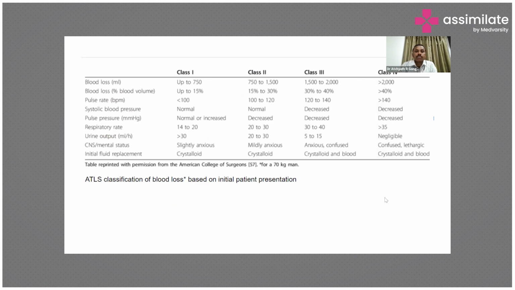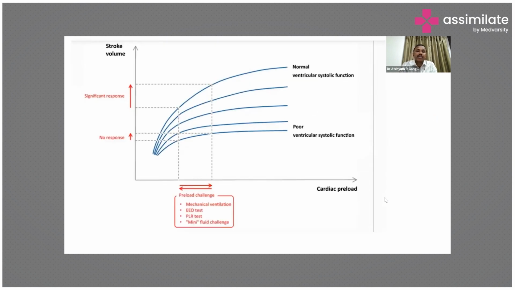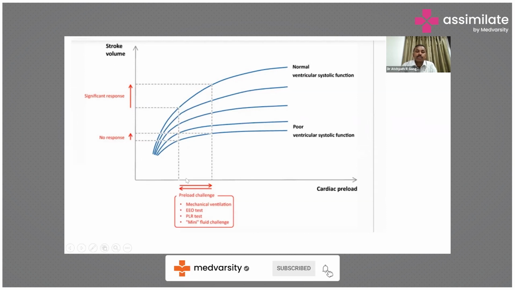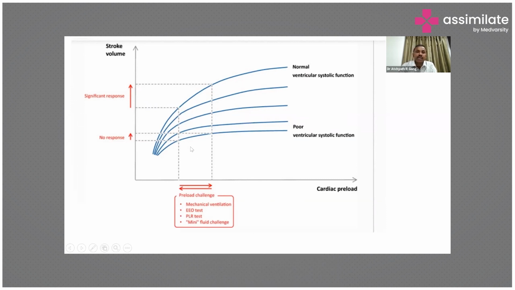So, where do we stand here? So this famous Starling curve, we all know. The normal physiology, if you give the fluid, the cardiac preload increases, and correspondingly you see an increase in the stroke volume or the cardiac output. And that happens physiologically within a range.